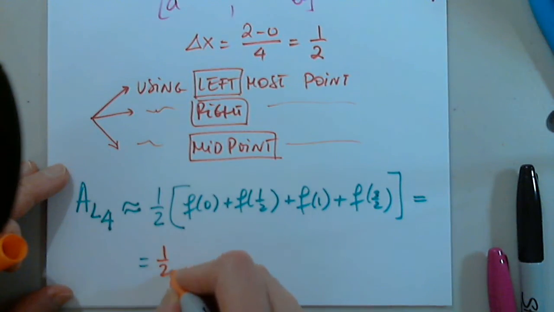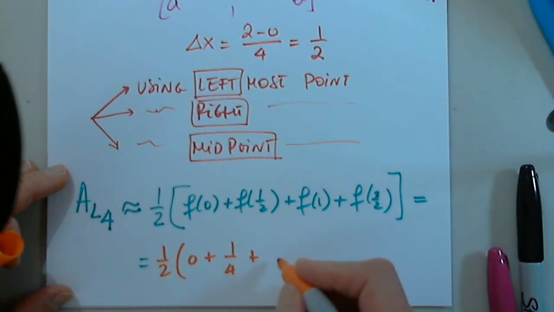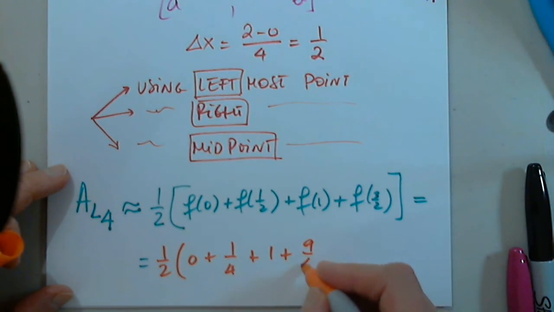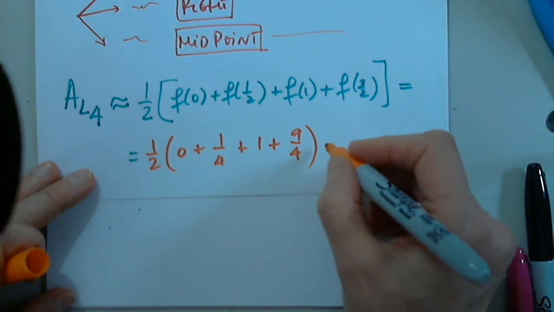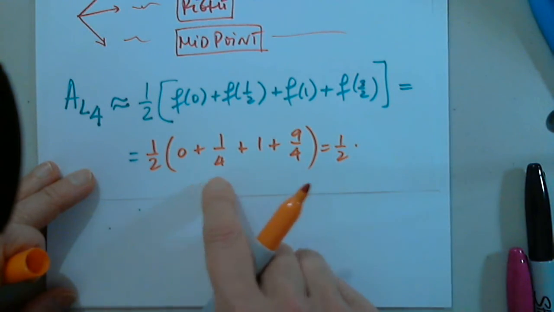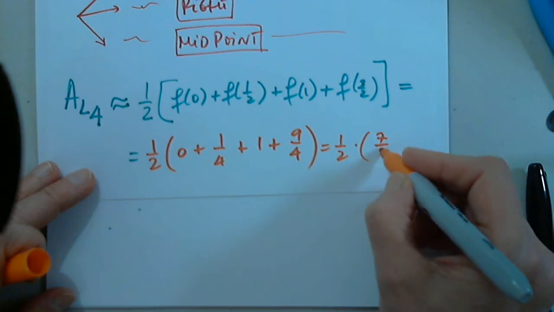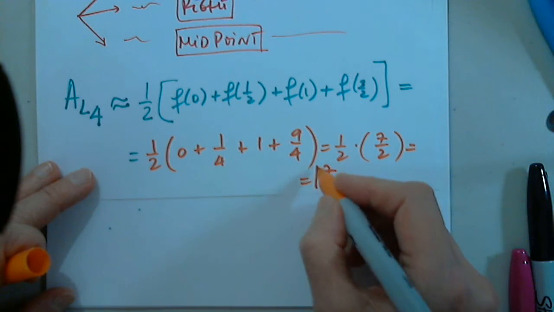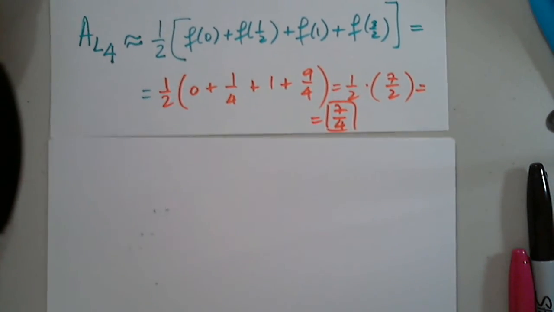Okay. So I have 1/2 in front, f of 0 is 0, f of 1/2, I plug it in the function, so it's 1/4, f of 1 is 1, and f of 3/2 is 9/4. Let's see what we get. So this is 10/4, so 1/2 times 10/4 is 5/2, 5/2 plus 1 is 7/2. So this is 7/4. To approximate this area, I used 4 subintervals and I used the leftmost point, the height based on the leftmost point of each subinterval.